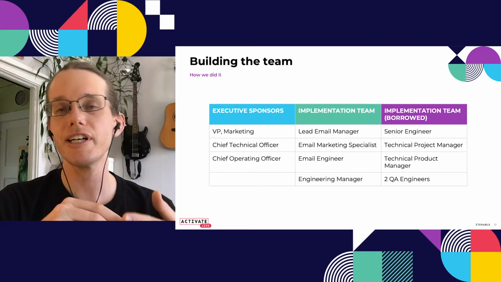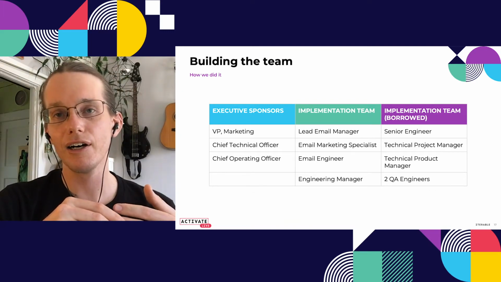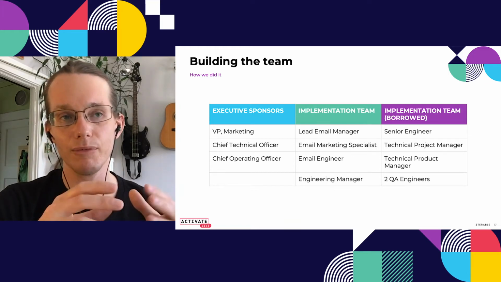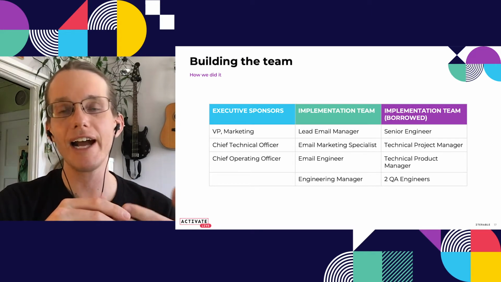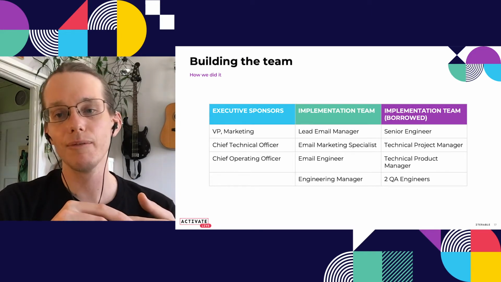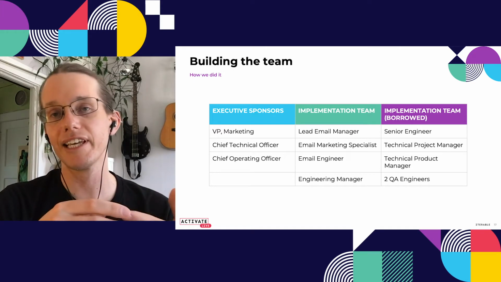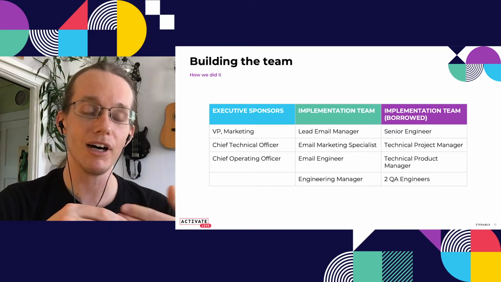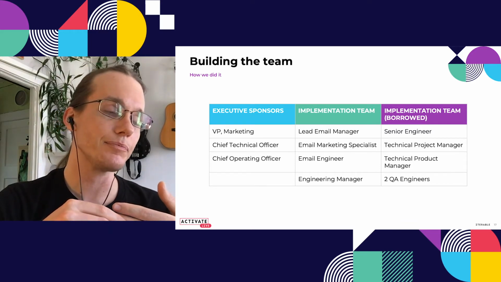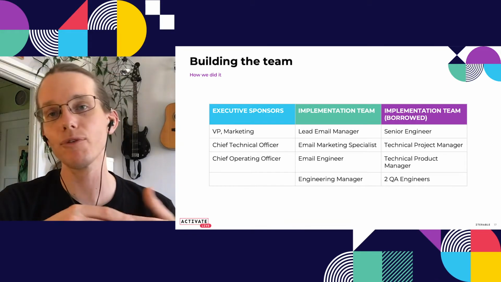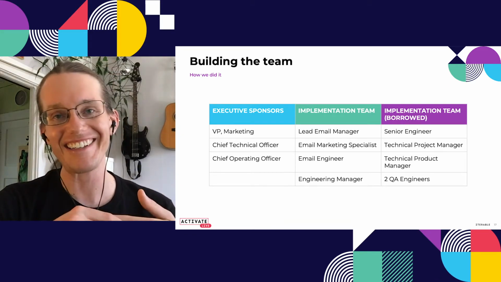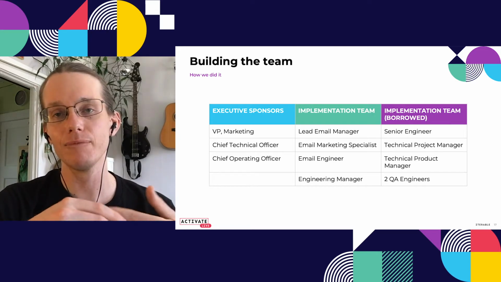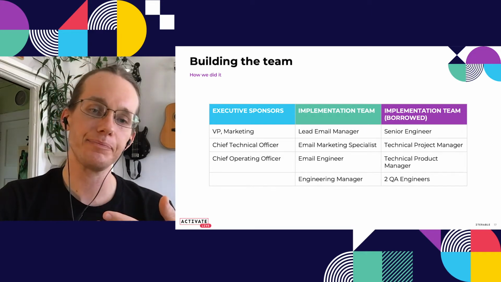And for us, that was a senior engineer who helped with architecting our data, a technical project manager who helped us really roadmap and stay on track in the project planning and execution, along with a technical product manager who did an investigation of the push capability, and two QA engineers, because again, we were supporting a large volume of transactional and administrative emails. So we wanted to have a really high level of confidence. You may not need such a large team for your migration, but for us, these were all people who provided really tangible value in the migration.